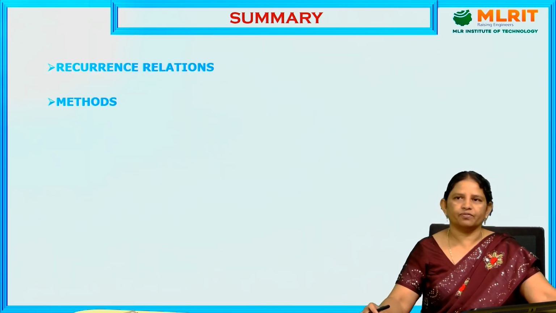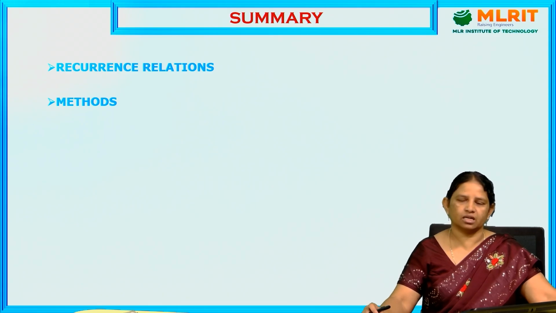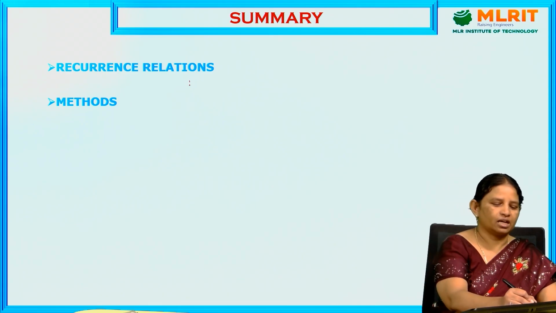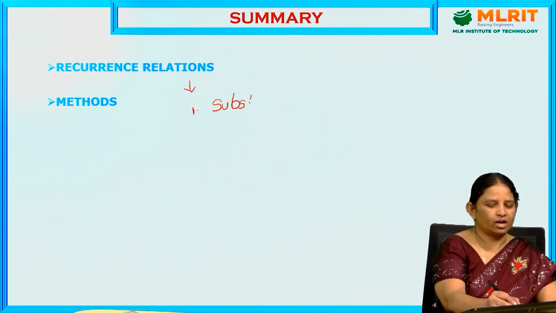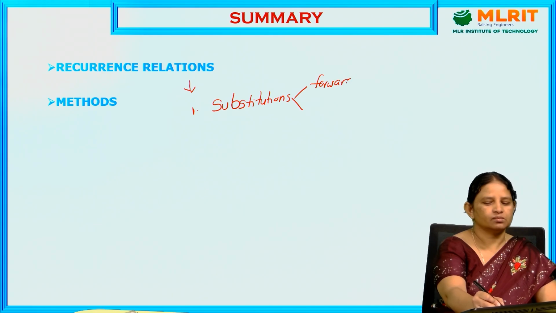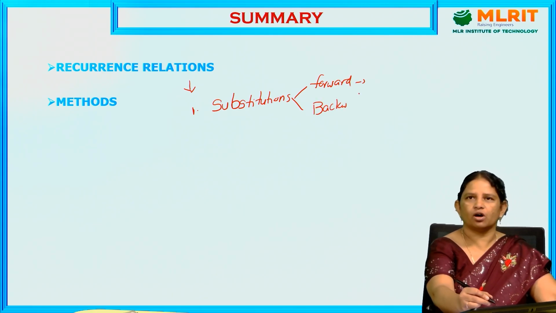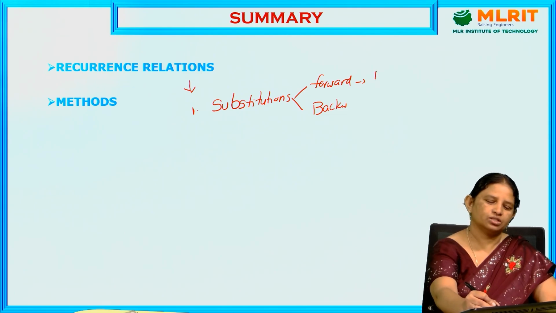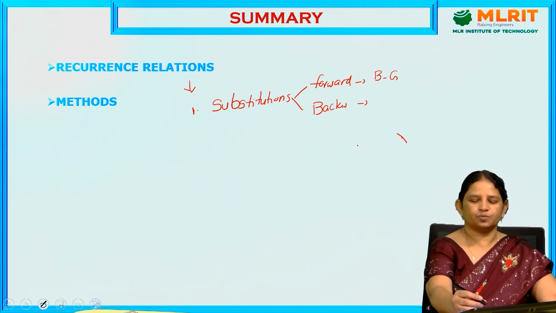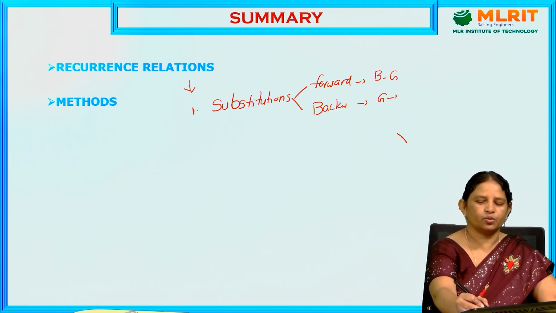So up to now what we have discussed is the recurrence relation. There are three methods to find the time complexity of the recurrence relation. One is the substitution method. In substitution, there are two classifications: one is forward substitution, another one is backward substitution. In forward substitution, we have to start from the base case to the general case. In backward substitution, start from the general case and proceed until the base case is satisfied.